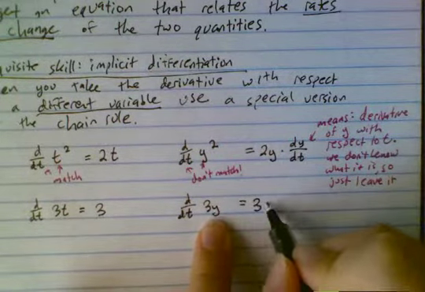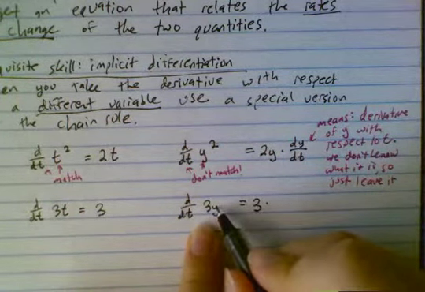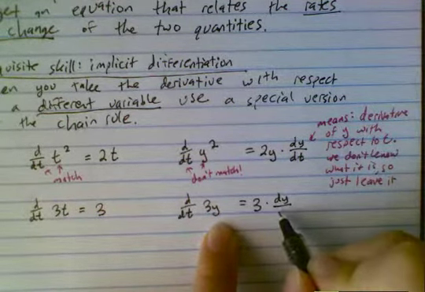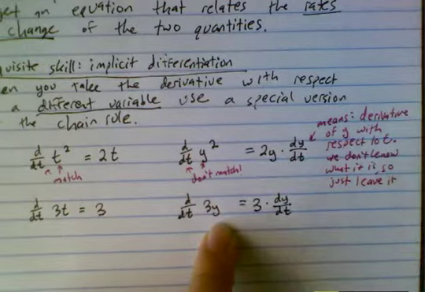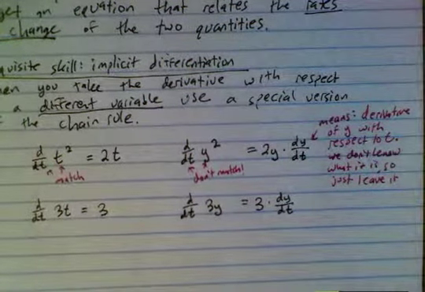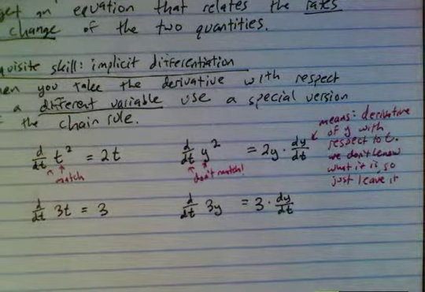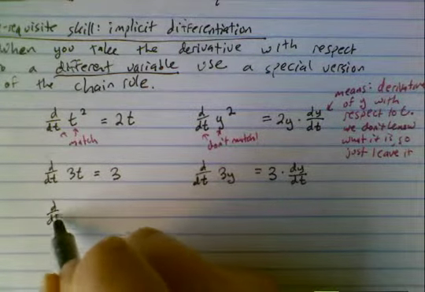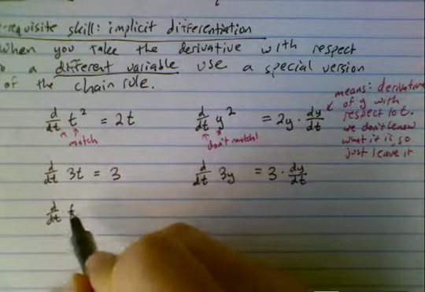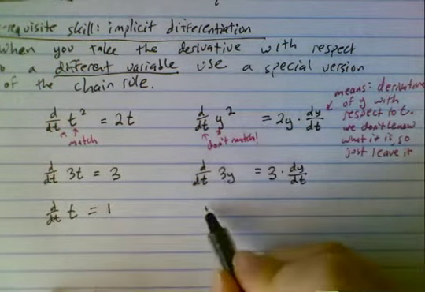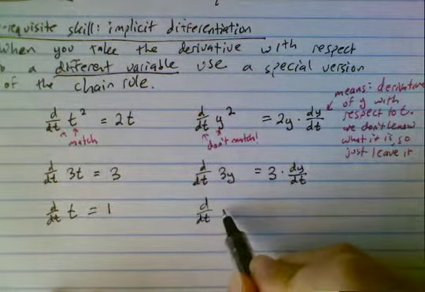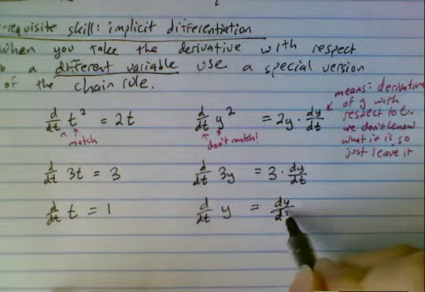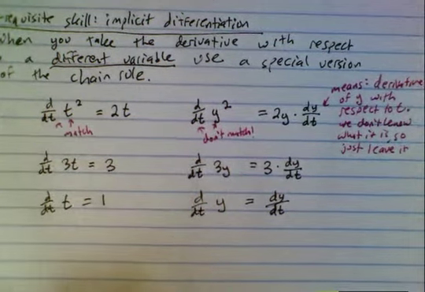That's going to be just 3 as well, but because there's a y here and these variables don't match, we have to also do the chain rule, derivative of y with respect to t. Just like that. ddt of t equals 1. ddt of y equals 1 times dy dt. That's all it is.